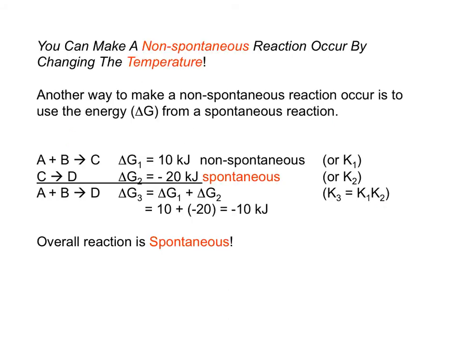Another way to make a non-spontaneous reaction occur is to use the energy from a spontaneous reaction. Reaction 1 is non-spontaneous. Reaction 2 is spontaneous. Add reaction 1 to reaction 2, and delta G for this third reaction is less than 0. That means this third reaction is spontaneous.